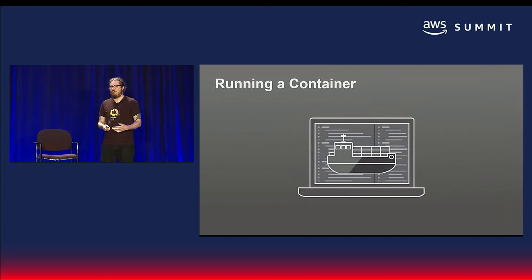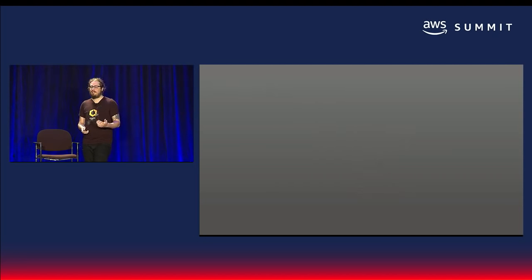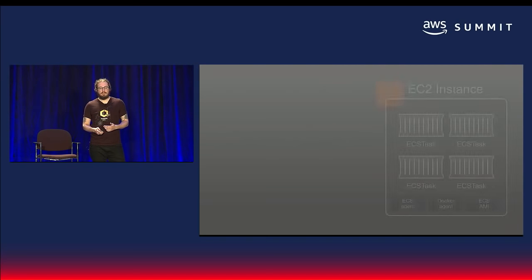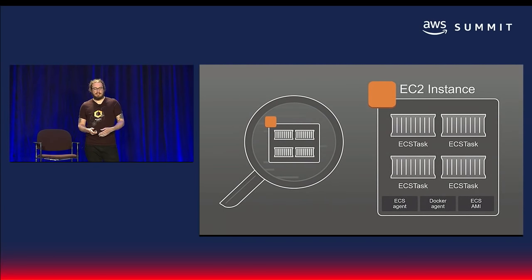Approaching the problem, obviously, running a container locally is easy. You can just spin it up with the Docker run command. You can stop it with the Docker stop command. When you go to run containers across EC2 instances, though, you start to get a little more of a challenge. You have to actually communicate with these EC2 instances to run these tasks. And so in the old model, it looks similar to this.